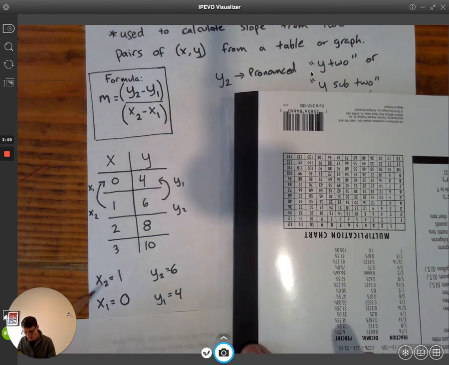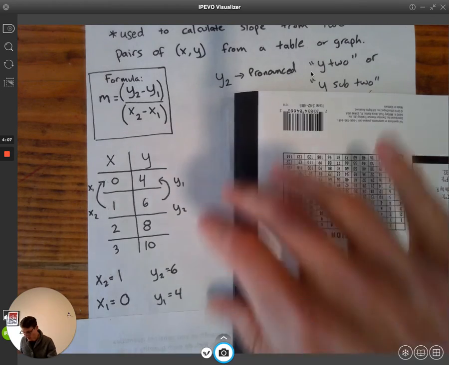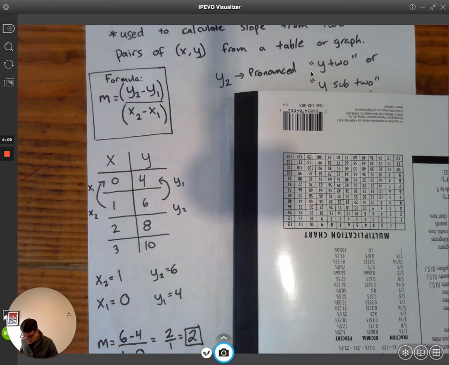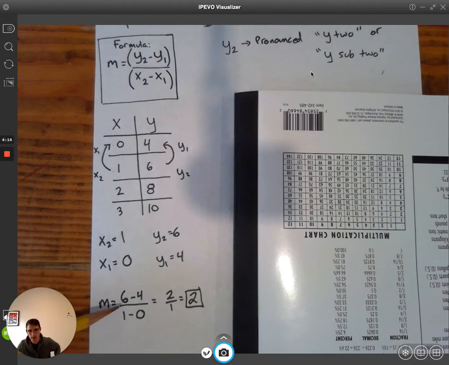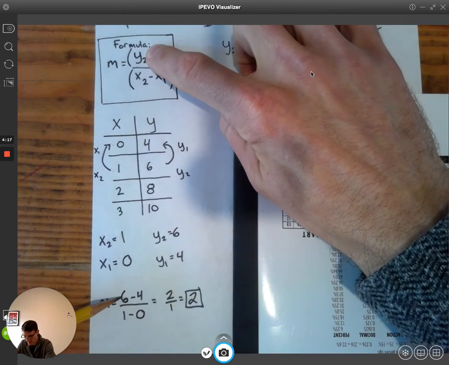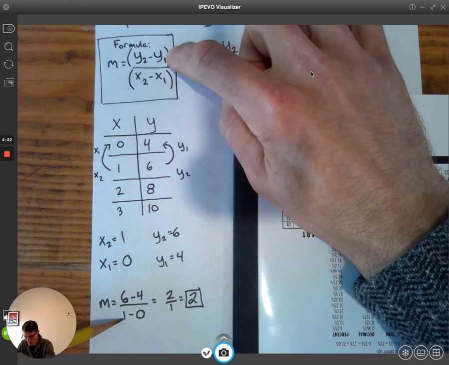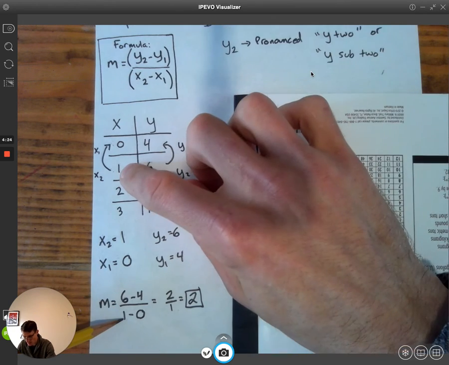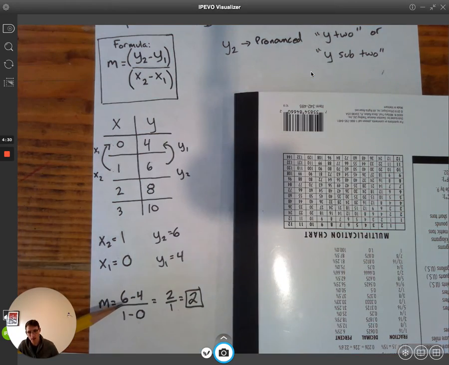Now it's pretty simple. I just take that formula and I replace x2 with 1. I replace x1 with 0, that kind of thing. And what I end up with is m equals, again, y2 is 6 minus y1, which is 4, over x2, which is 1, minus x1, which is 0. I do simple subtraction. 6 minus 4 is 2. 1 minus 0 is 1.